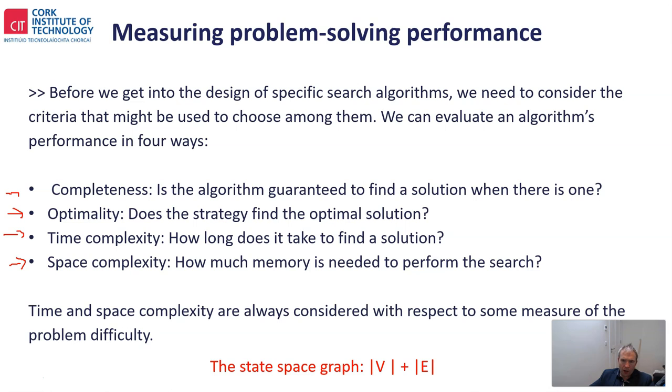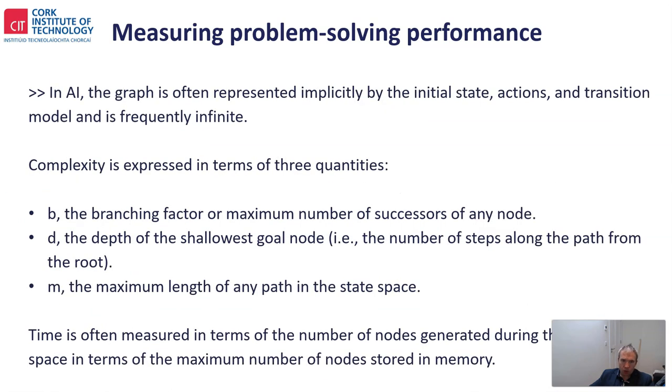When we're trying to represent the complexity, we typically represent it in terms of three quantities. We have b, the branching factor, the number of successors of any node, basically how many children a node has. d, the depth of the shallowest goal node, so the number of steps along the path from the root. And n, the maximum length of any path in the state space.